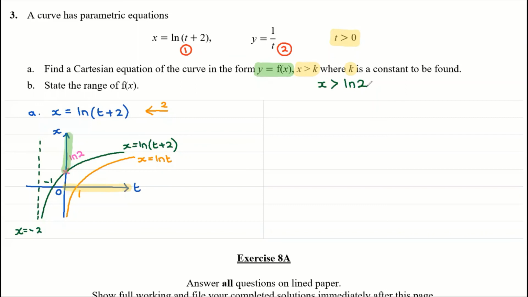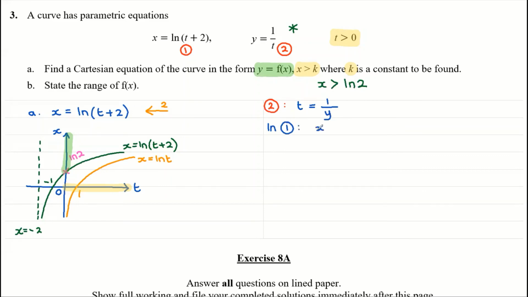What you'll notice, of course, is that in this instance, equation 2 looks a lot easier to deal with than equation 1. So let's start with equation 2. If I make t the subject, I won't write it out again this time because we've said it a couple of times, I'm simply going to get t is equal to 1 over y. And if I sub this into equation 1, what will happen?